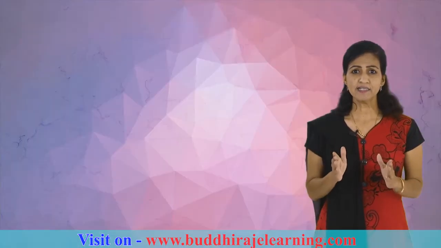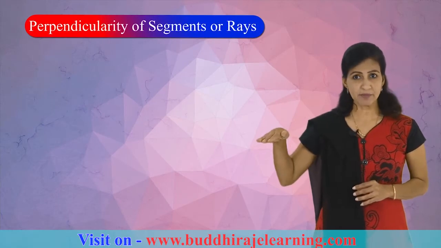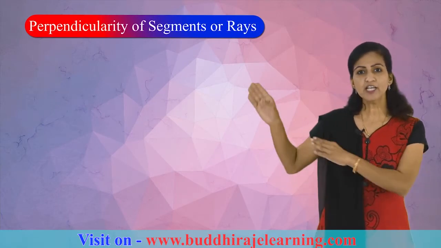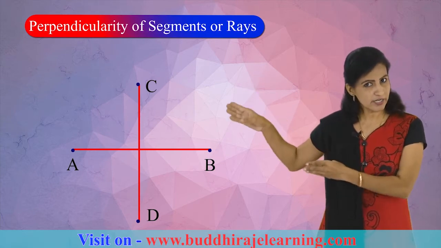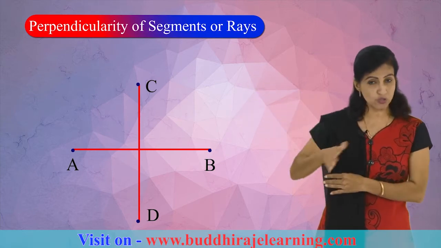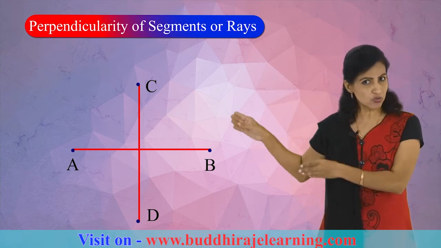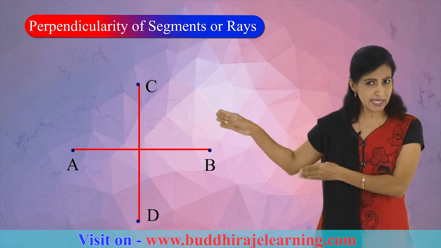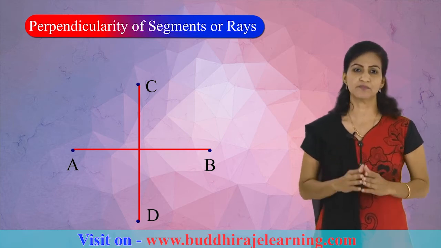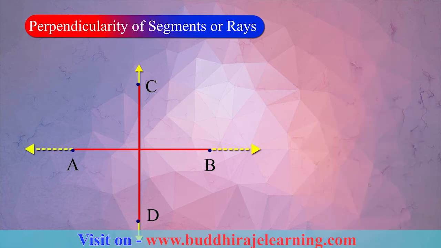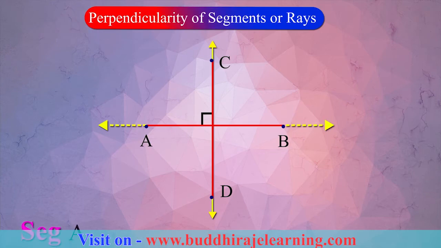Students, let us learn about perpendicularity of segments and rays. If the lines containing two segments, two rays or a ray and a segment are perpendicular to each other, then the two segments, two rays or a segment and a ray are said to be perpendicular to each other.